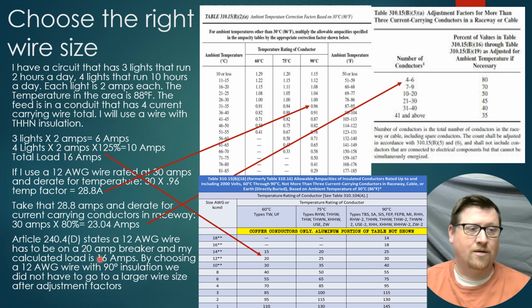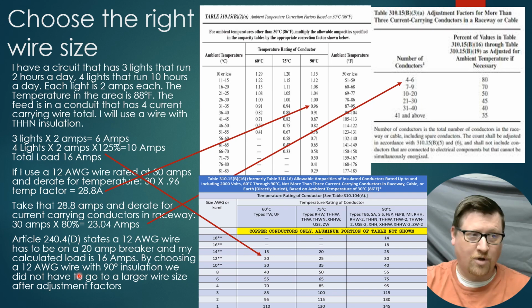Now, 240.4 says a 12 AWG wire has to be on a 20 amp breaker, and my calculated load is 16 amps. By choosing a 12 AWG wire with 90-degree insulation, we did not have to go to a larger wire size after all the adjustment factors, right? So we got our 20 amp breaker, right? This here is on a 20 amp breaker, and our total here came out over 20 amps.